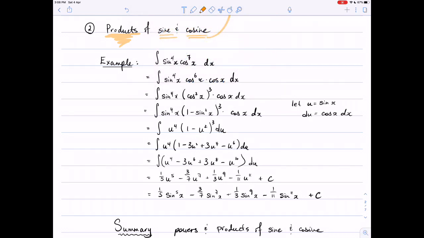So if we start with the indefinite integral of sine to the 4th, cos to the 7th, then I am going to pull out one of those, and the one that I'm going to pull out is the one that had an odd power. The one that had an odd power, I pull out what is going to be du, right? Du is going to be my cos of x dx. That's what I'm thinking of in my head.